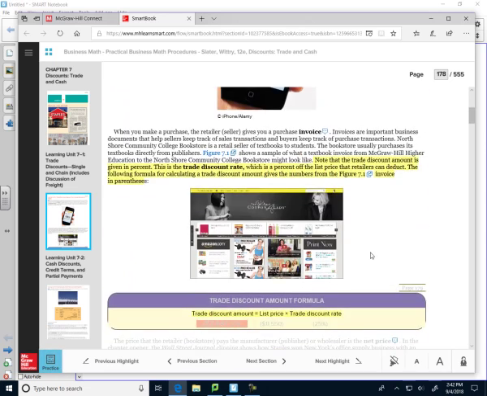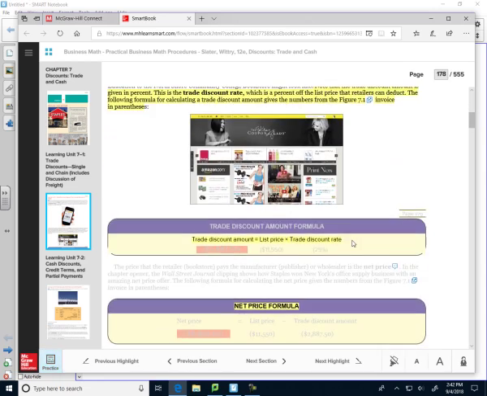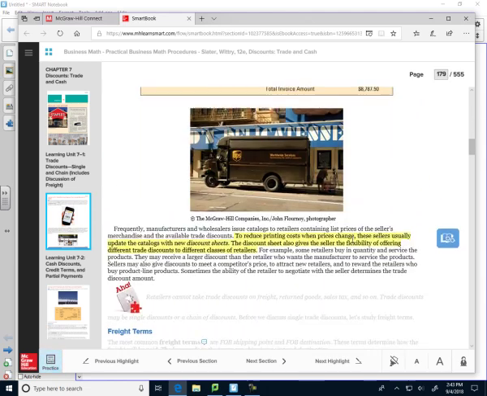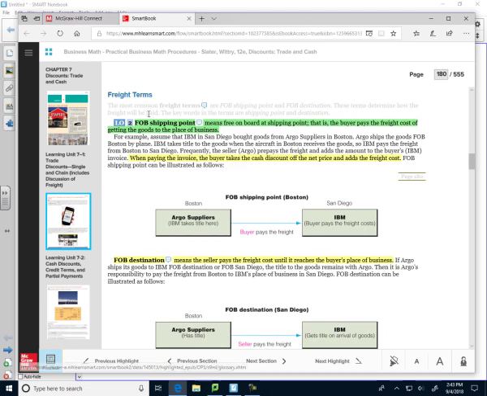So we talked about trade discounts last time. We did just a single trade discount, and I need to point out a couple things here about this freight. So this is on or about page 180. Let's talk about these freight terms.